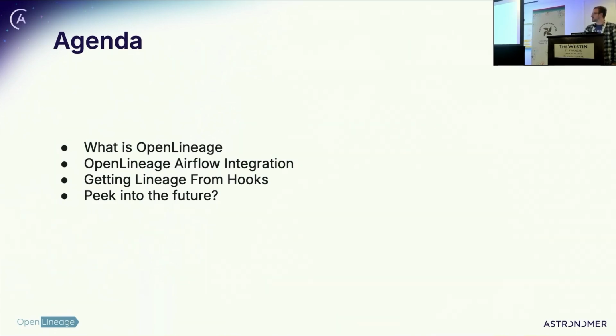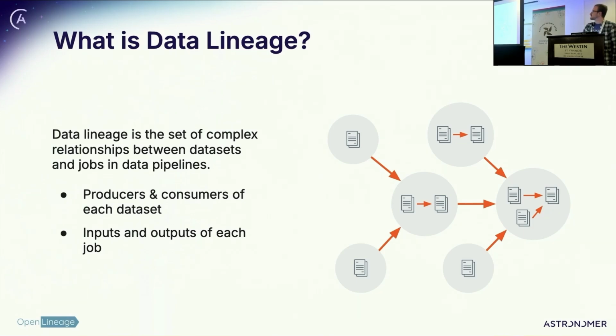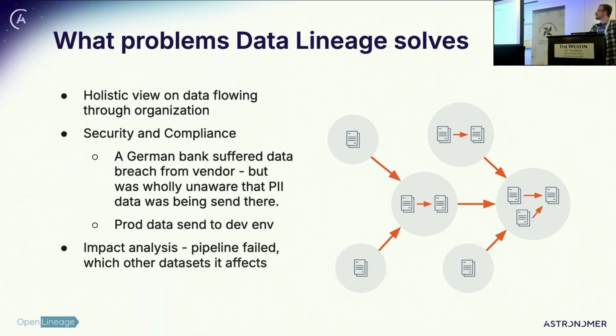So let's start. What's data lineage? Data lineage is basically a set of relationships between jobs and data sets, and you can visualize it as a graph. Basically, every data set has some kind of producer, maybe some consumers, and not every, but some jobs produce data and read data. And why should you care?